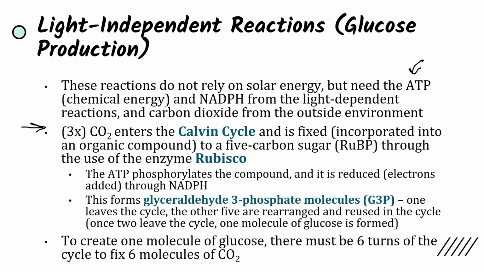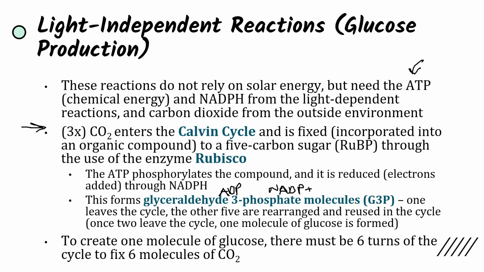Now the ATP phosphorylates the compound, meaning it's going to add a phosphate to this compound that's been created, and then it's later going to be reduced, electrons are going to be added through the electron carrier NADPH. Later, the ADP that's left over, as well as the NADP+, are going to re-enter the light-dependent reactions so that they can be reused. So essentially, carbon dioxide is bound to a compound with Rubisco, and then the compound is changed through the chemical energy and the electron carrier that we got from the light-dependent reactions.